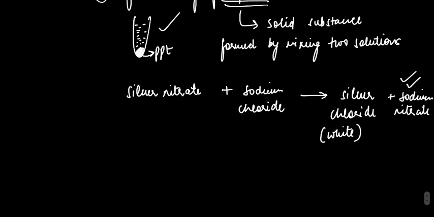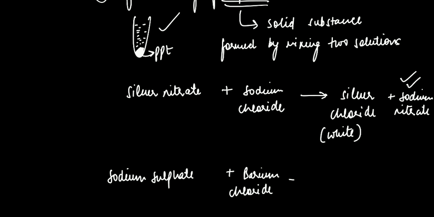Then we can take another example. Sodium sulfate plus barium chloride. This will react to give you barium sulfate and sodium chloride.